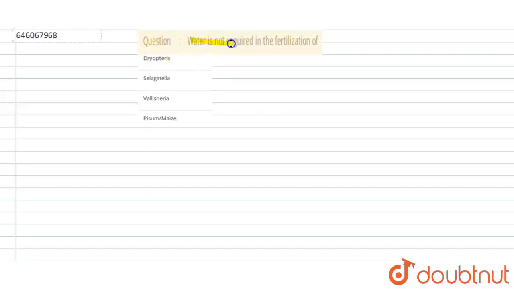Hello students, have a look at the question. The question is: water is not required in fertilization of which plant? The options given are Dioteris, Selaginella, Vallisneria, Pisum or maize.